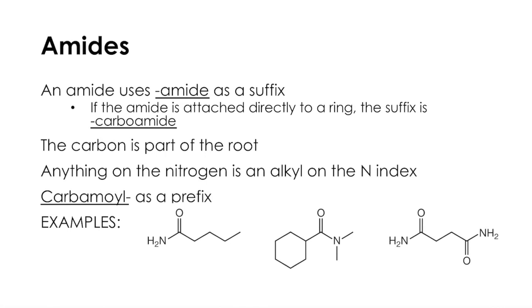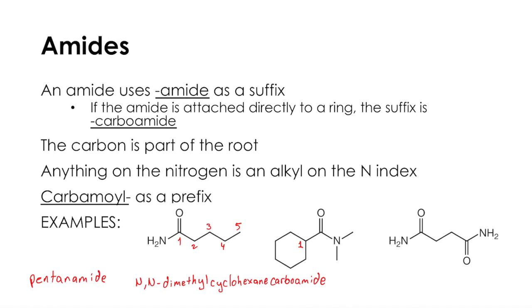So let's just look at a couple of examples. Again, because it's at the beginning of the chain, you don't have to indicate the position. So this is a 1, 2, 3, 4, 5 carbon chain. So that is pentane amide, like so. Now for the second one, the chain starts here because it's attached to a ring, and then there are 2 methyl substituents. So for the methyl substituents, it will be N dimethyl, and then the root will be cyclohexane carboamide, because that's how you name it when it's attached to a ring.